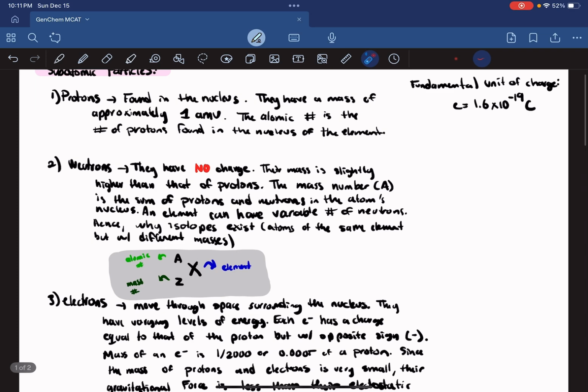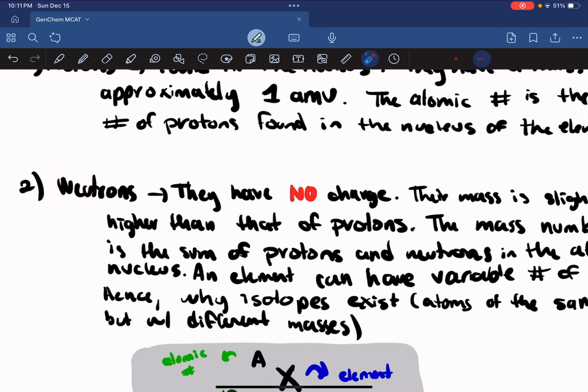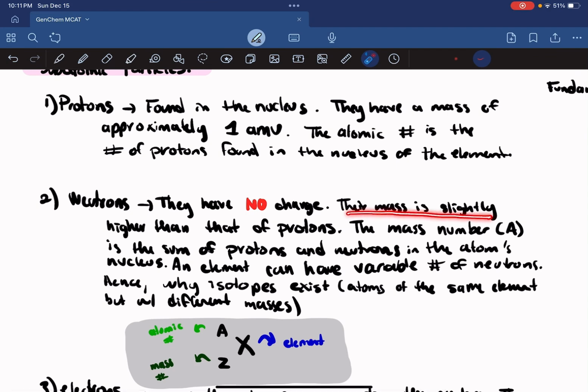Okay, neutrons, which means neutral, they don't have any charge, meaning they're neutral. Their mass is slightly higher than that of protons. However, the relative mass, since it's not a big of a difference, usually you will see that the protons and the neutrons have a mass of 1.